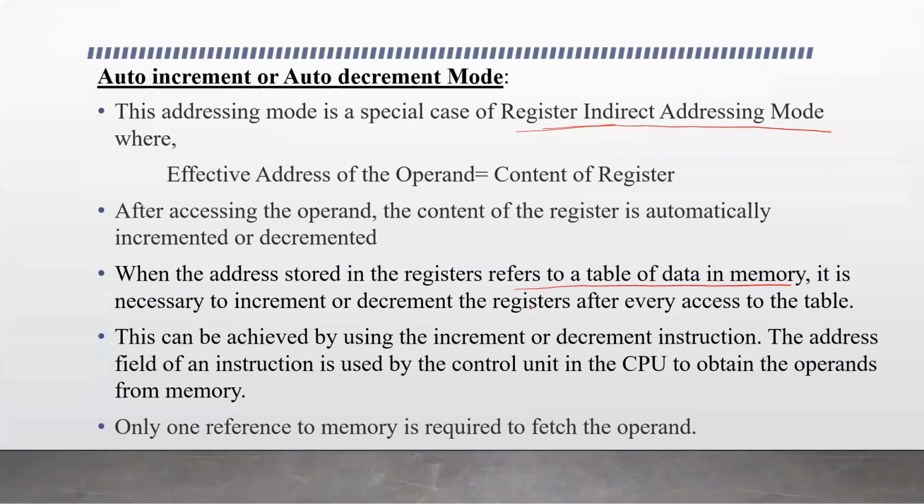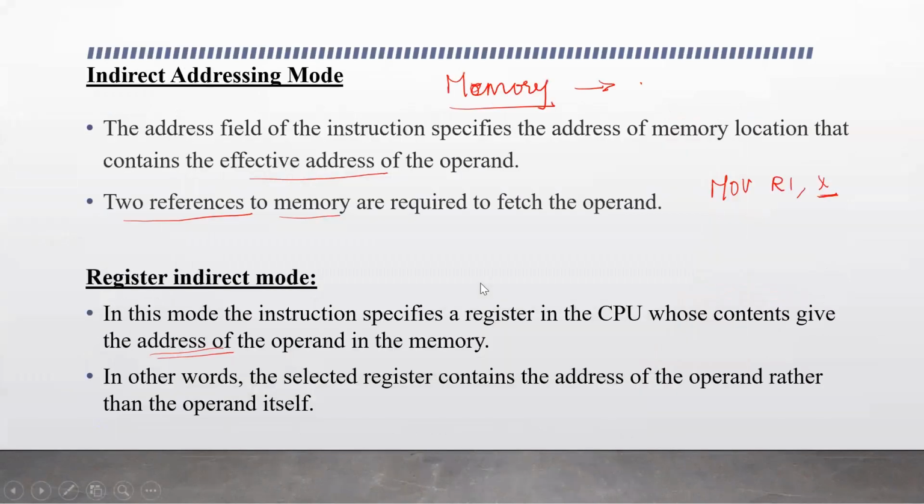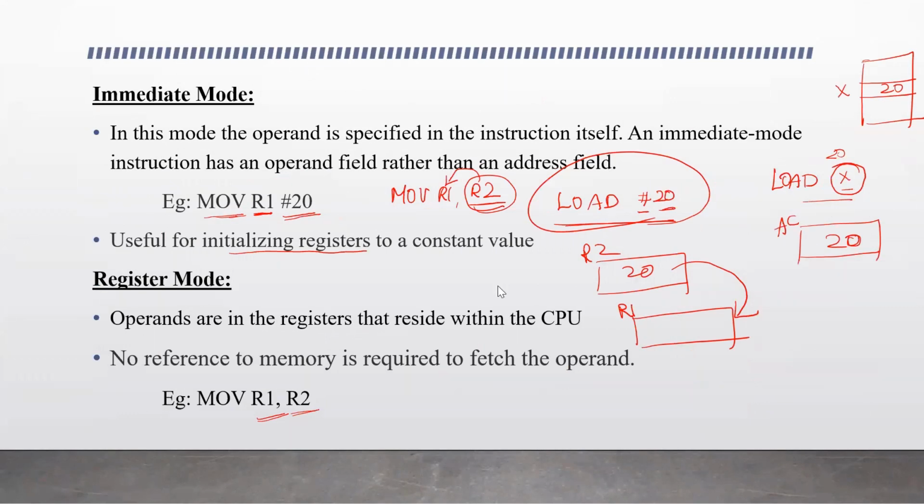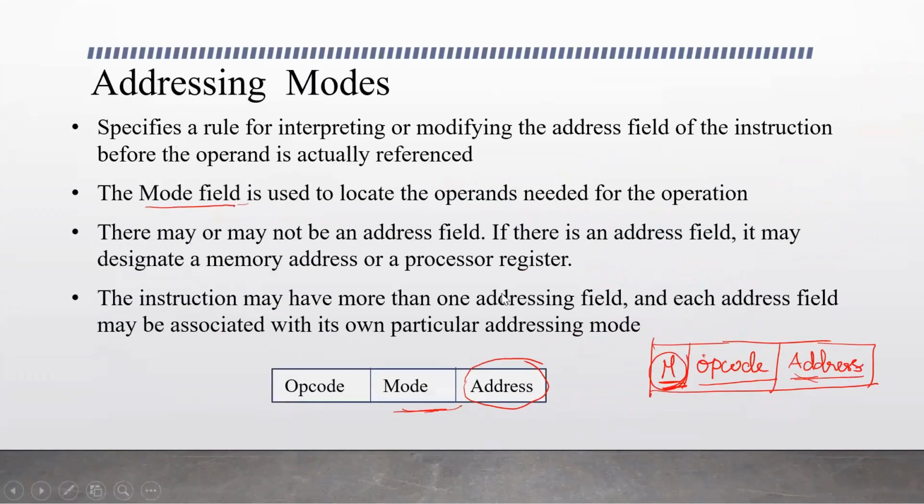These are the different addressing modes, and we have other addressing modes, relative addressing mode and index and base register addressing mode. We will discuss all those with an example in the next class. Is this clear? The addressing modes we have discussed in this class.